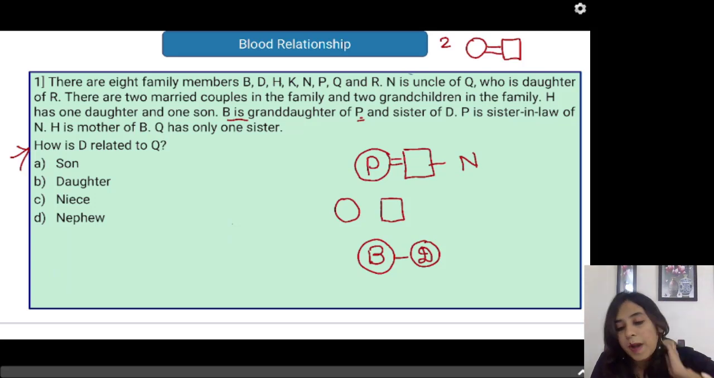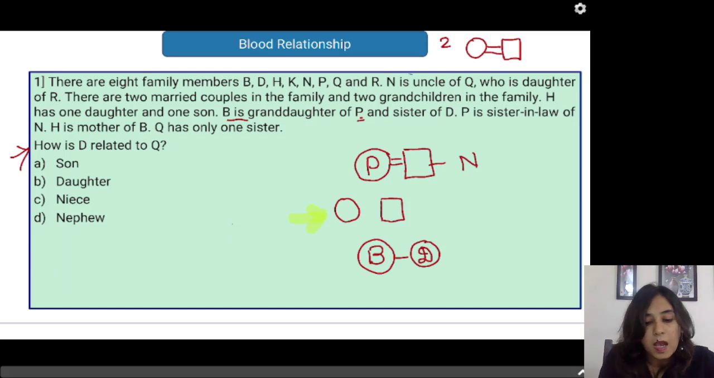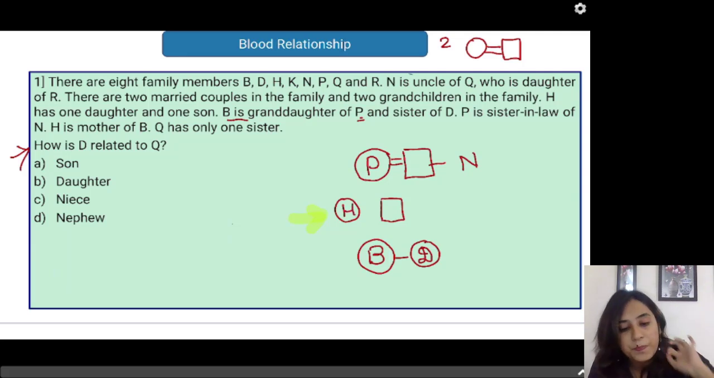Alright, so 2 married couples. So the first couple is the grandfather and the grandmother, who is P, and the second couple is this one, the second generation. So H has one daughter and one son. Okay, so we have H, who has one daughter and one son, and H is the mother of B. So this particular person here is H.